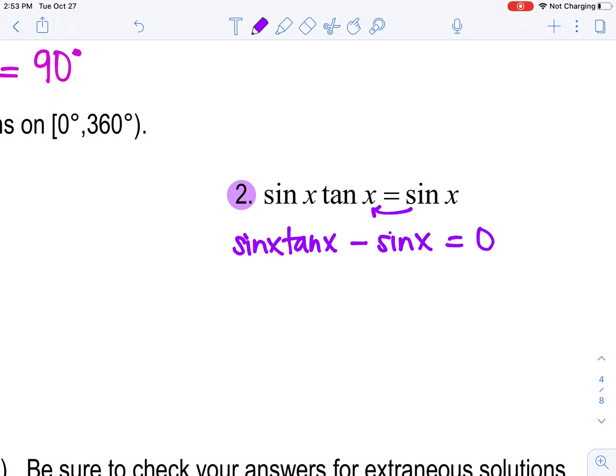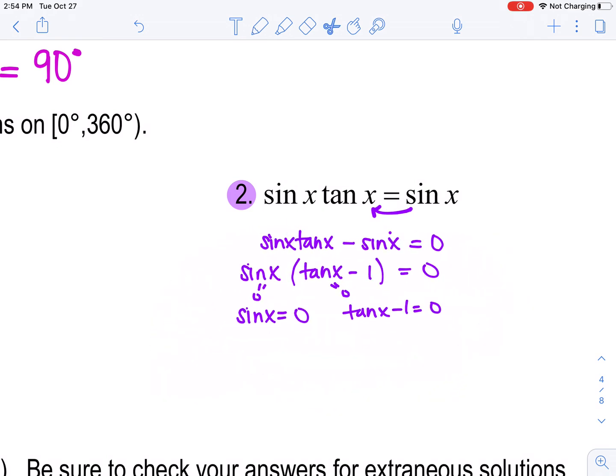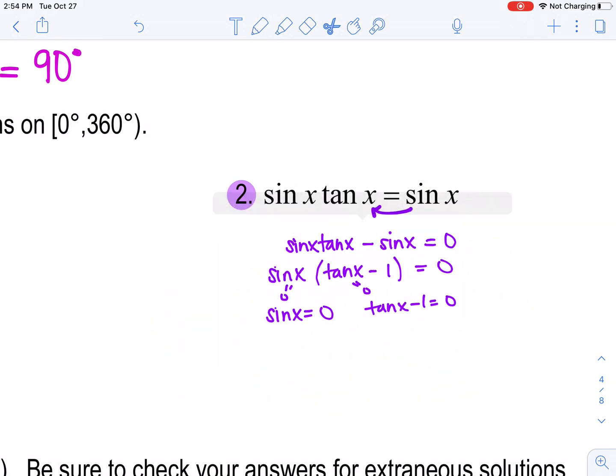So now it's set equal to 0, and we can factor by taking out our GCF. If we take out a GCF of sine of x, we're left with tangent of x minus 1. Now we can set both of the factors equal to 0 to solve. So sine of x is equal to 0, tangent of x minus 1 is equal to 0. And now we can take the steps to solve for x.